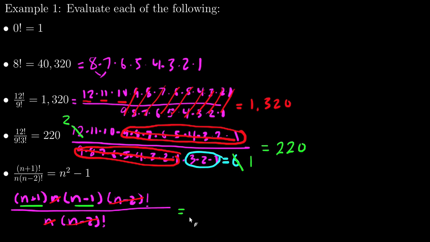I'll FOIL it out or distribute it out, however you want to say it. But it should be obvious where we get. So if I FOIL it, n times n is n squared, n times negative 1 is minus n, 1 times n is positive n, 1 times negative 1 is minus 1. n squared minus 1.